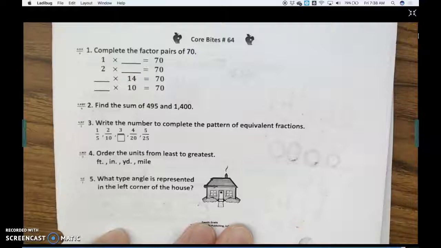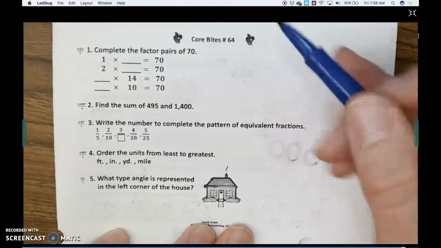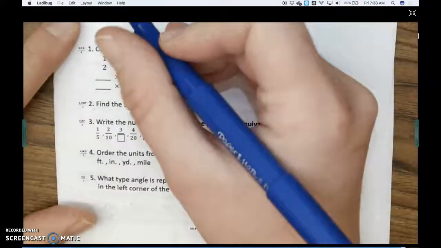All right, everybody, here is your Core Bytes number 64. So we're completing the factor pairs for 70. So we know that any number times itself is the same number.